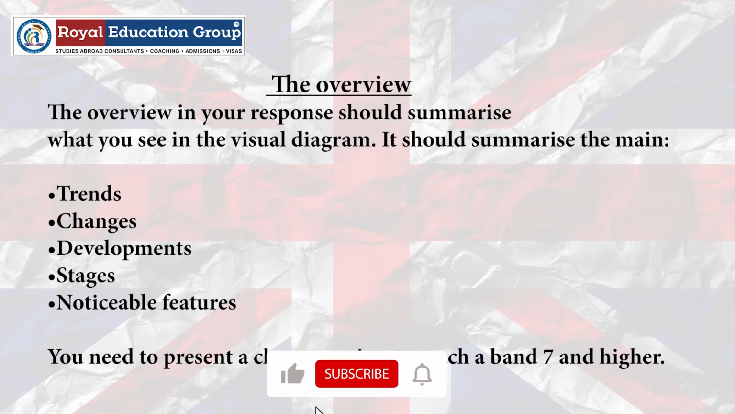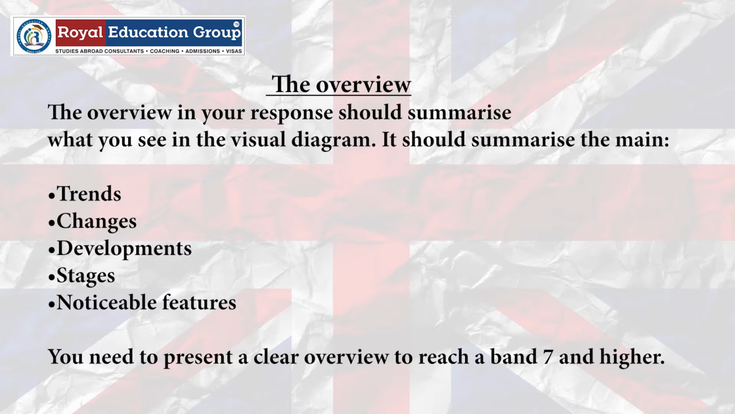The overview. The overview in your response should summarize what you see in the visual diagram. It should summarize the main trends, changes, developments, stages, and the noticeable features. You need to present a clear overview to reach a band 7 and higher.